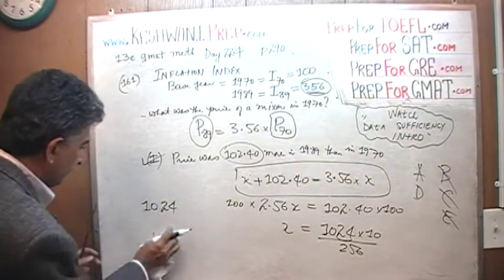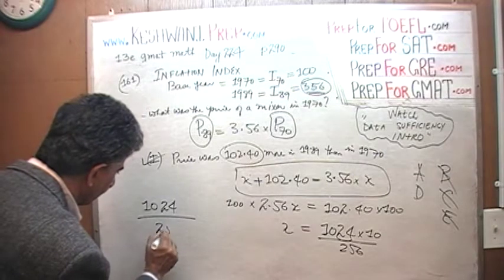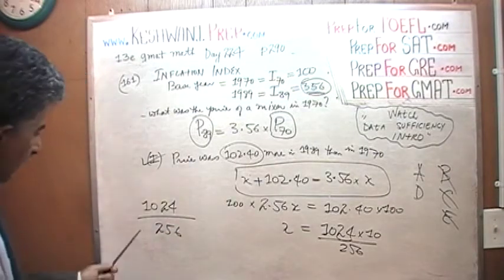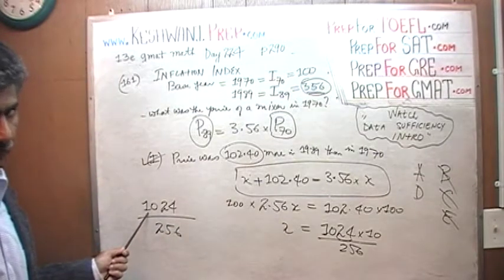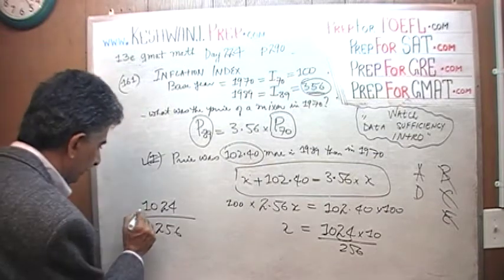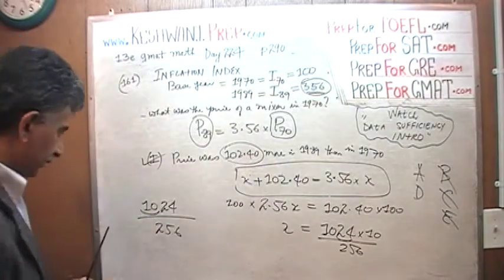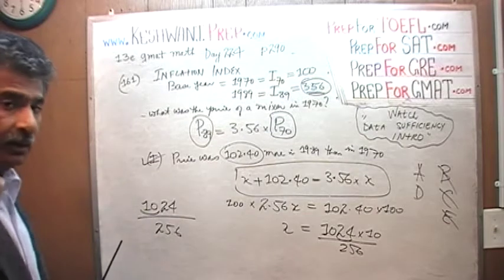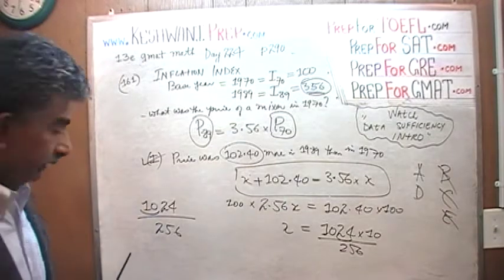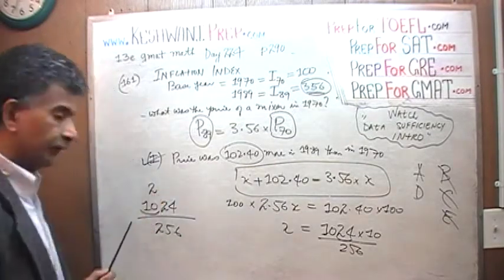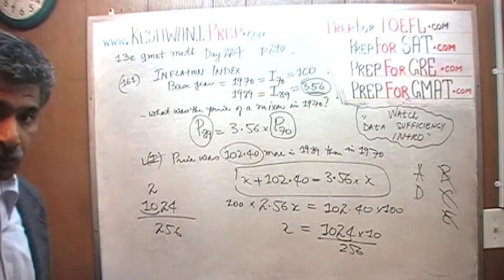Let's divide this by 4. How many fours in a 1? 1 has no fours. 1 has 0 fours. That 1 goes and joins the 0, becomes 10. How many fours in a 10? 10 has 2 fours. The remaining 2 goes and joins this guy, becomes 22.